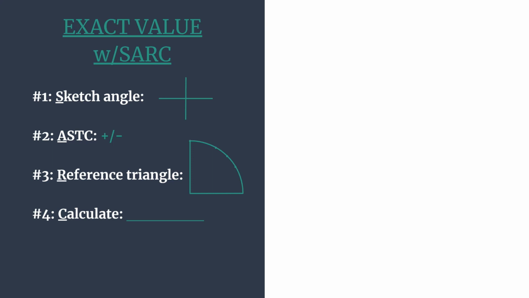A helps you think of that acronym A.S.T.C, or all students take classes, and that'll help you determine if your answer should be positive or negative, and we'll talk more about that in a minute. R will find the reference angle, the special right triangle, and coordinates that go with that. And then C will calculate our trig value. And so we're going to do this for the tangent of 19 pi over 6.